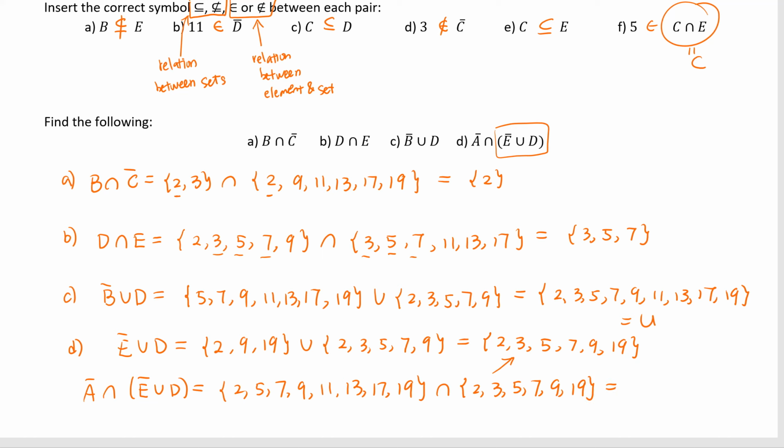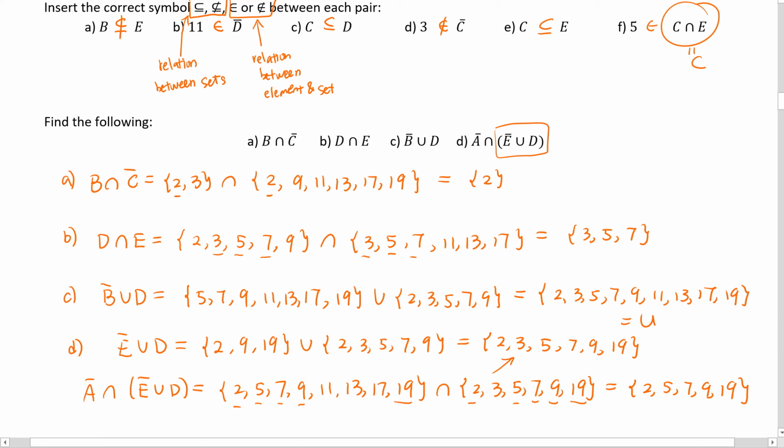Intersection means we're looking for the common elements. You see, 2 is not common, 3, 5, 7, 9, and 19 are common. So these are 3, 5, 7, 9, and 19. So we have 5 numbers here. So far, so good, everybody?